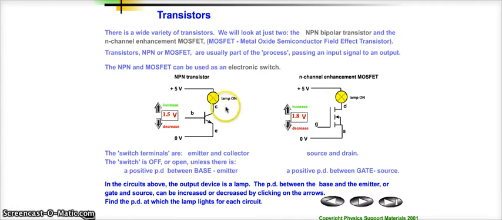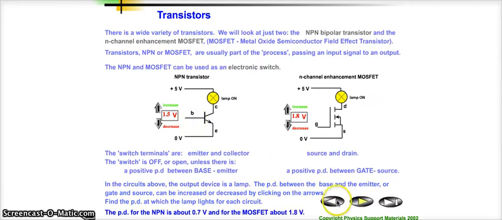So in these circuits, the output device is a lamp, and the lamp will switch on if the input is large enough, because the transistor is acting like a closed switch when the input voltage is large enough. And we should find it's about 0.7 for the NPN and 1.8 for the MOSFET. It is worth noting that they have different switching voltages, but once again, you don't actually need to memorise them.